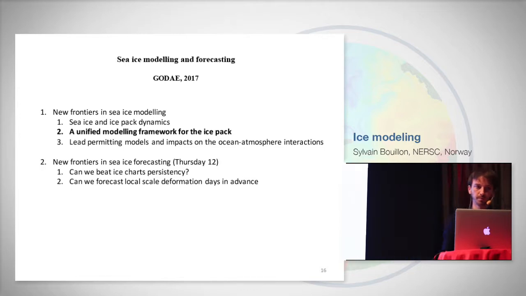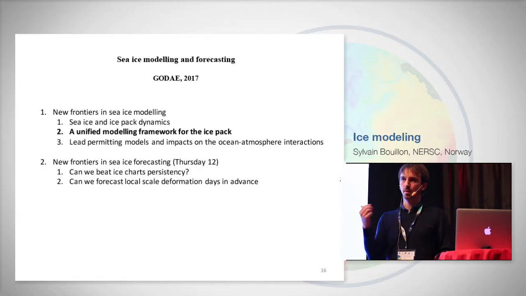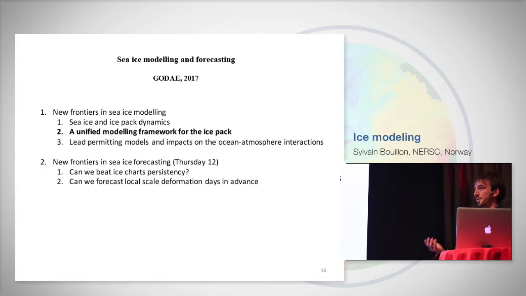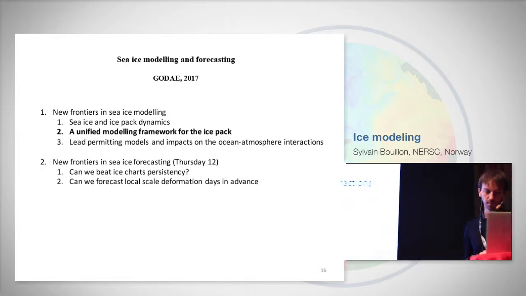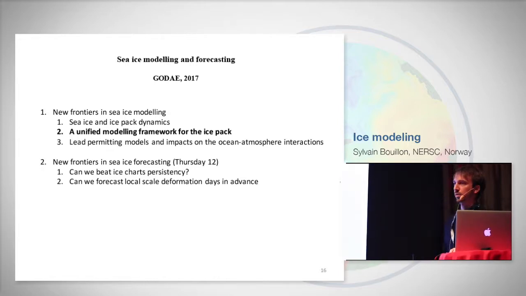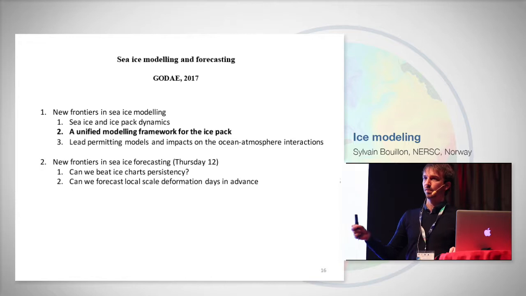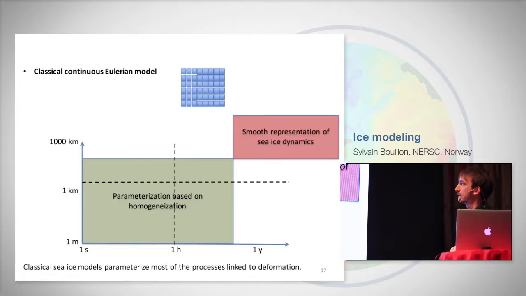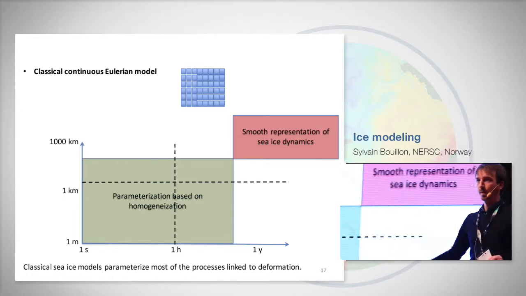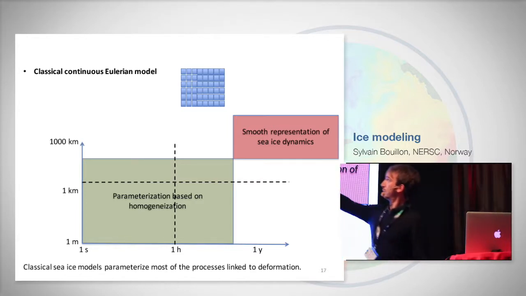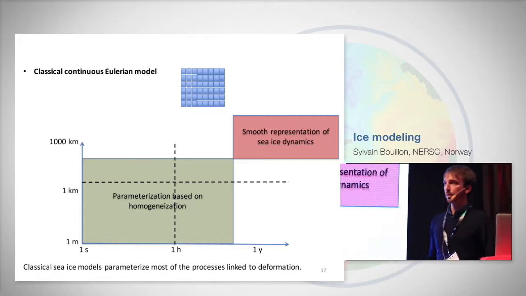So that was for the sea ice dynamics we can observe from in situ or from satellites. But now, how can we simulate that? When I started studying sea ice, a few years ago, there were only two types of models. There was the classical continuous Eulerian model, where you have a fixed grid.